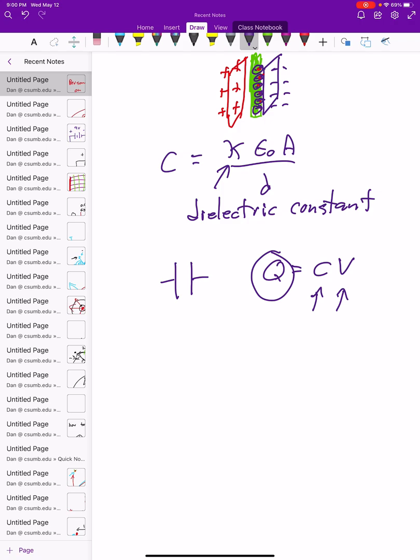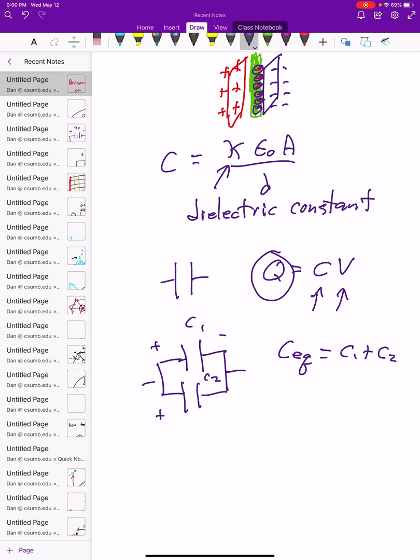Then we talked about parallel and series capacitances. We came up with the idea, which I derived for you, that if you put two capacitors, C1 and C2, in parallel, the equivalent capacitance is simply the sum of the two. And both of these capacitors are going to have the same voltage drop across them because they're in parallel. V1 has to be equal to V2.